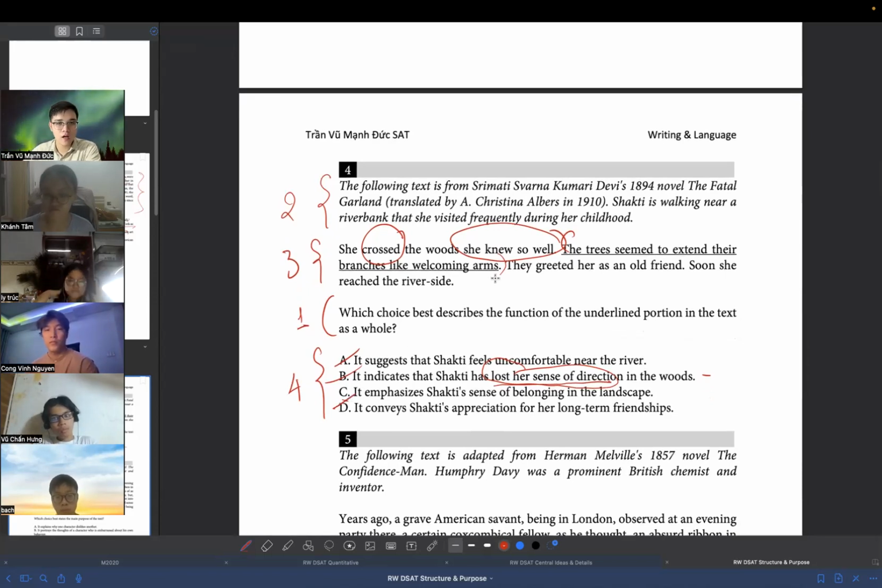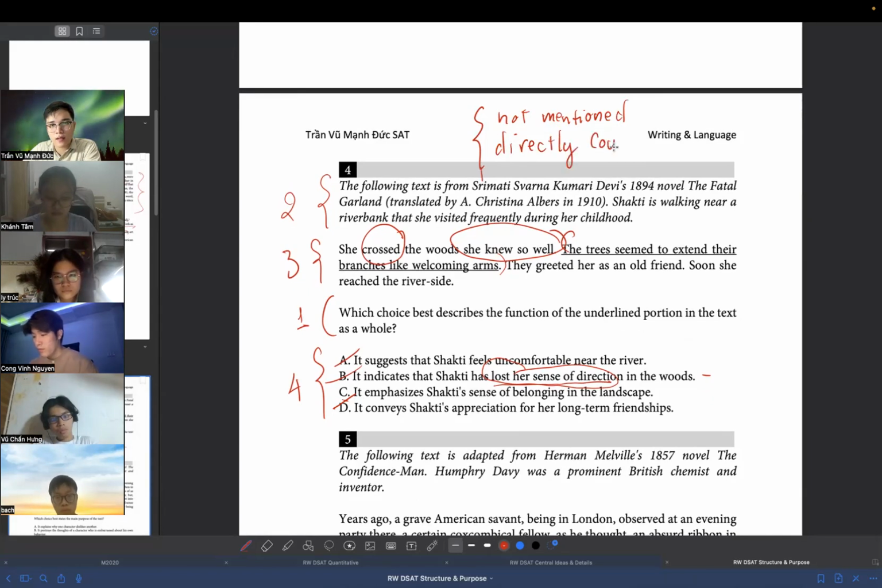We are going to find these are the categories in which the options can be wrong. Firstly, it is not mentioned. Secondly, it directly counteracts, contradicts, meaning that, like B, this is directly contradicting. It is directly contradicting this phrase.